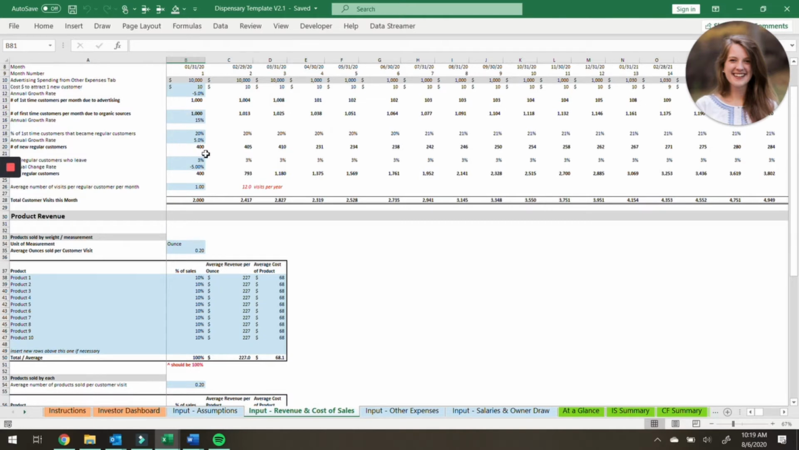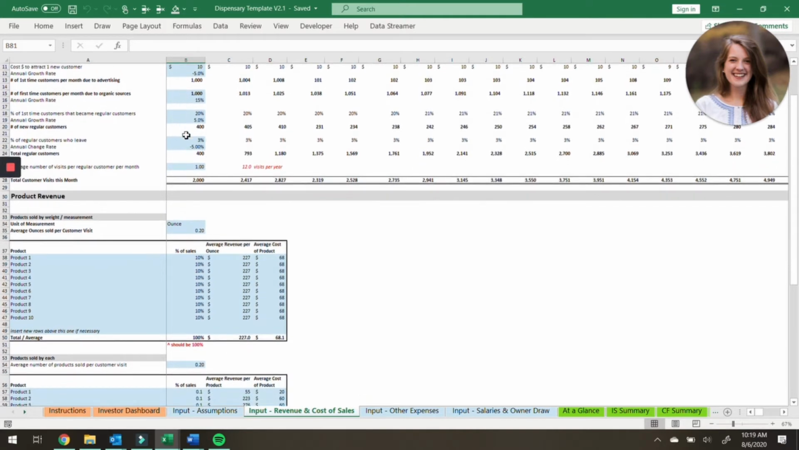And then we also look at building up a regular customer base. So once you have first-time customers, there's a chance that they will turn into regular customers and regularly show up at the business. So we look at a small percentage of those becoming regular customers.